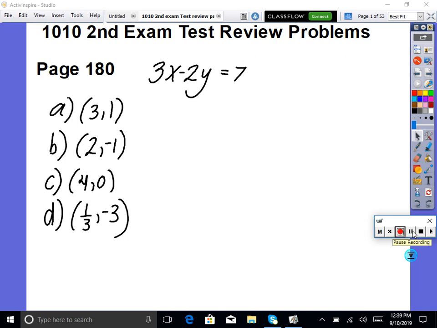So this is the first part of the video for the second exam. This is the start of the review that's on page 180. I will split it up in the pages, so we're starting on 180.